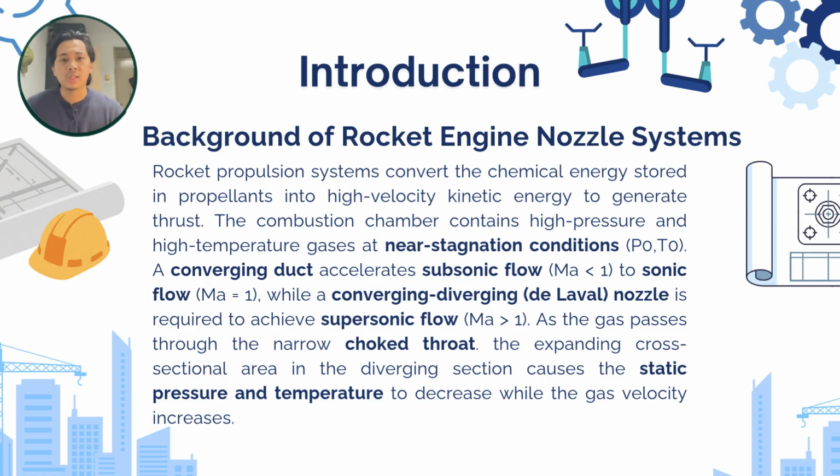To accelerate this gas, a converging duct first increases the subsonic flow, where the Mach number is less than 1, up to sonic flow where Mach number equals 1. However, to achieve supersonic flow, where Mach is greater than 1, a converging diverging or de Laval nozzle is required. As the gas passes through the narrow choke throat and enters the expanding cross-sectional area of the diverging section, the static pressure and the temperature continuously decrease while the gas velocity increases. So it will drive the high speed of the exhaust.